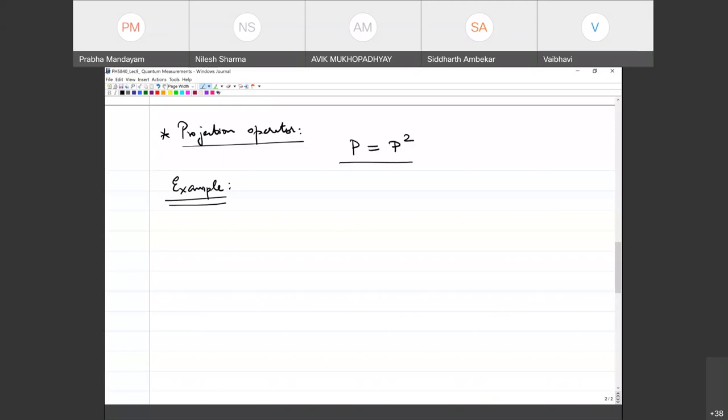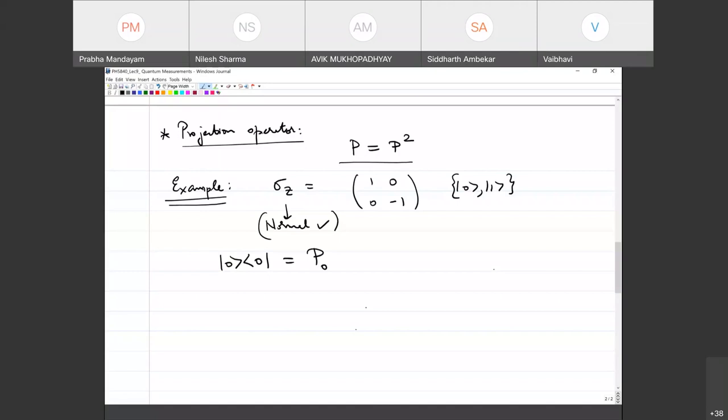So consider your sigma z operator. Now we know that sigma z is a normal operator. Yes, it's in fact both Hermitian and unitary. This operator had this kind of representation in the 0, 1 basis, and it had eigenvectors ket 0 and ket 1. Now we constructed two projectors out of this. Yes, this is what I will call P0, a projection onto 0.